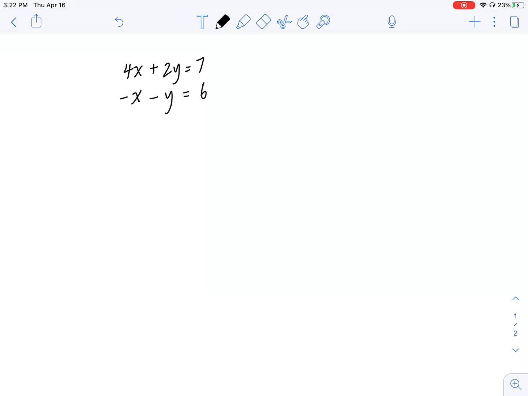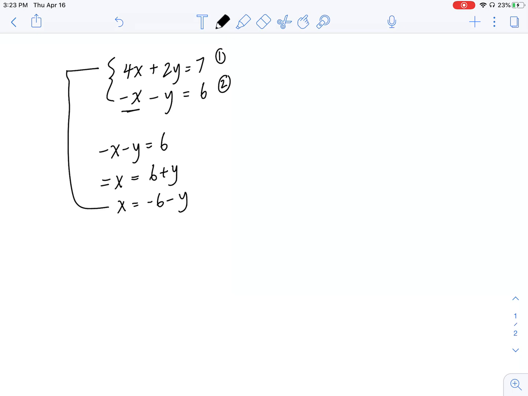So let's solve this linear equation. First, let's call this equation 1 and equation 2. That gives us our system. Let's go ahead and isolate for x in equation 2. Minus x minus y equals 6, minus x equals 6 plus y. Divide both sides by -1, x equals minus 6 minus y.